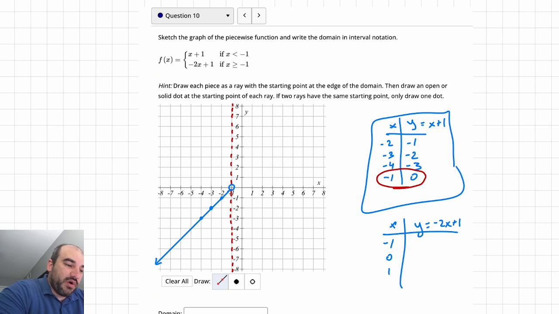So -1 plugged into this equation would be -2 times -1 is +2. Plus 1 is going to be 3. So we get 3 when we plug in -1. When we plug in 0, we're going to get 1. When we plug in 1, we're going to get -2 plus 1 is -1. So let's plot those points. -1 comma 3 is going to be a solid circle up here, because again we are including that in this second piece of the function. 0 comma 1 would be here, and 1 -1 would be here.